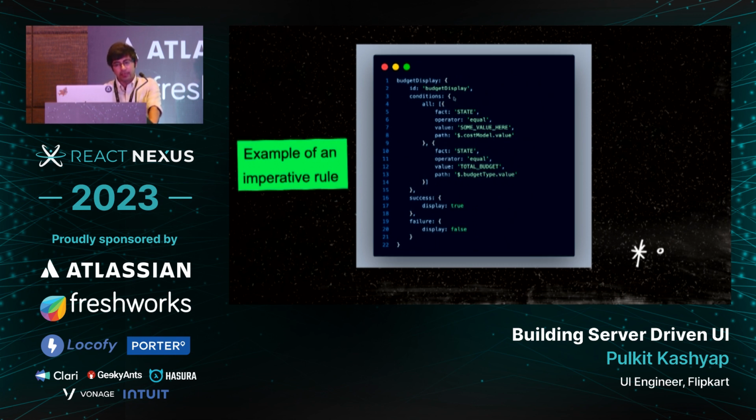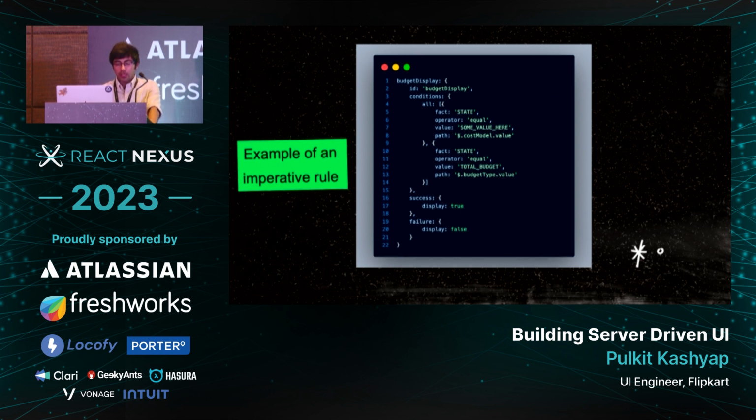So again, it's a logical and or a logical or of all the conditions, but in this case, it's a logical and. It says go to the state, the entire state available, the operator is equal, and some value that you provide, check this path in the state, cost model dot value. Do a logical and with this particular thing, total budget. Again, take the value from the state and then compare it. If the value comes out to be true, if it's successful, the display is true. Otherwise, the display is false.